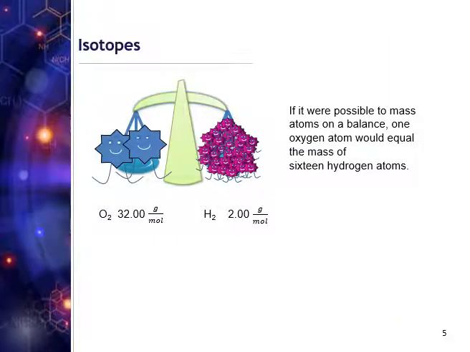If it were possible to mass atoms on a balance, one oxygen atom would equal the mass of 16 hydrogen atoms, and it's because of the different number of protons and neutrons in the nucleus of the two elements.